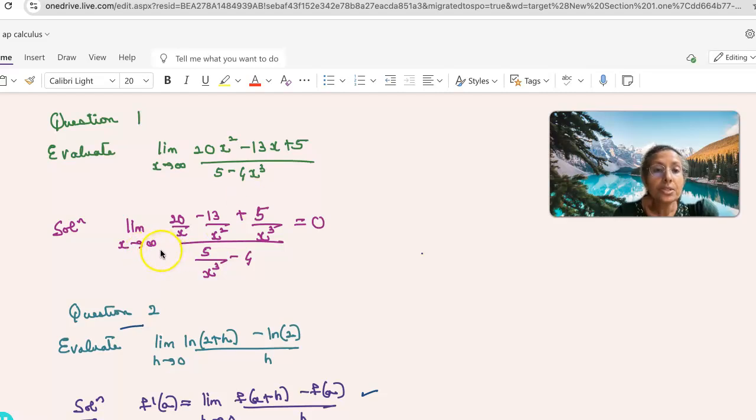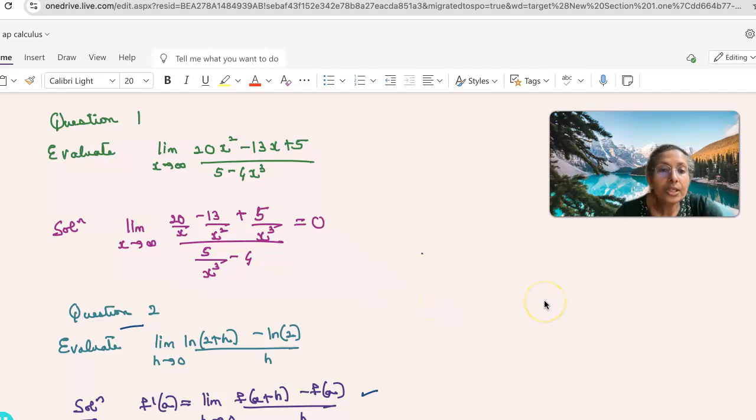So this becomes, what will this be when you divide numerator by x cubed? It is 20 by x minus 13 by x squared plus 5 by x cubed. Denominator is 5 by x cubed minus 4, and as x tends to infinity, 1 by x tends to 0. So the answer will be 0.